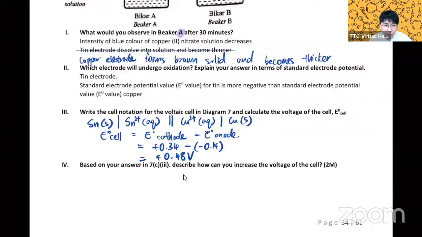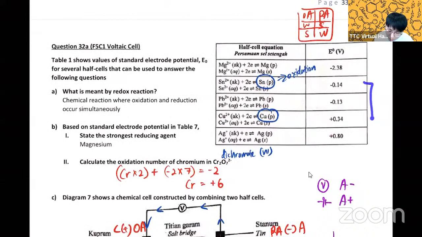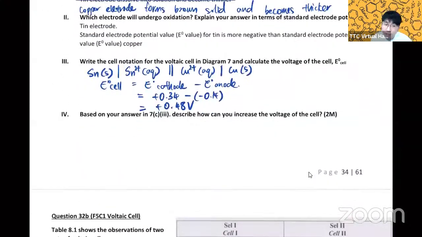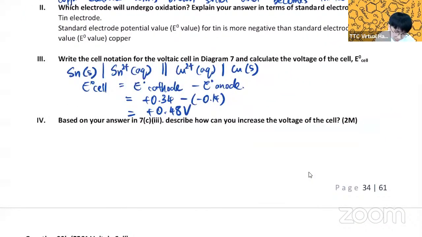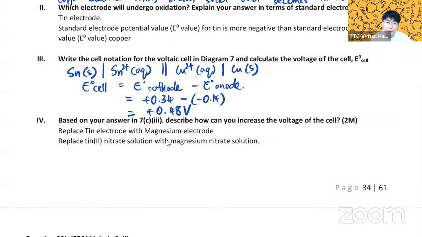Okay, now, based on answer in C2, how can you increase the voltage of cell? Since the voltage is basically between this and this, the distance between them. So if you want to increase voltage, you can use silver instead of copper or tin instead of magnesium. Means you find further distance, you should get larger voltage. So our answer is replace tin with magnesium electrode and replace the tin(II) solution with magnesium nitrate. Technically, you take tin away, you move up towards magnesium. Then you get a further distance, you get a larger value.